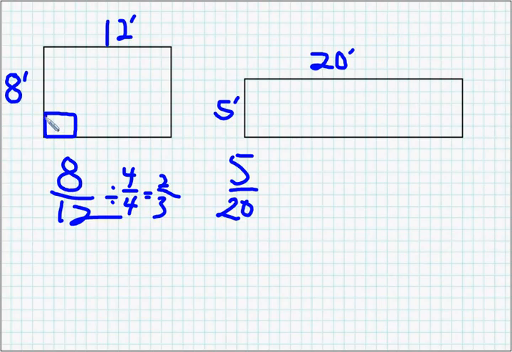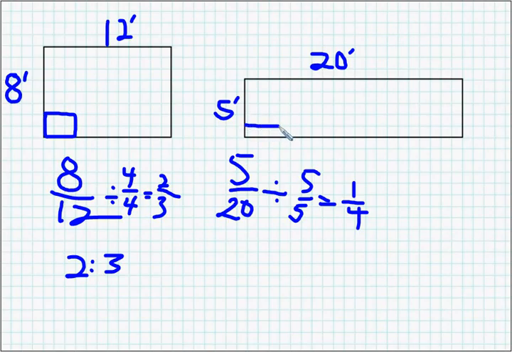I just drew a proportional rectangle inside it. And let's try this one. So this has a 2:3 proportion. And this one is 5 by 20. So 5 divided by, the greatest common factor is 5. 5 divided by 5, 20 divided by 5. We have a 1:4. So for every 1 foot in length, it's 4 feet in width.